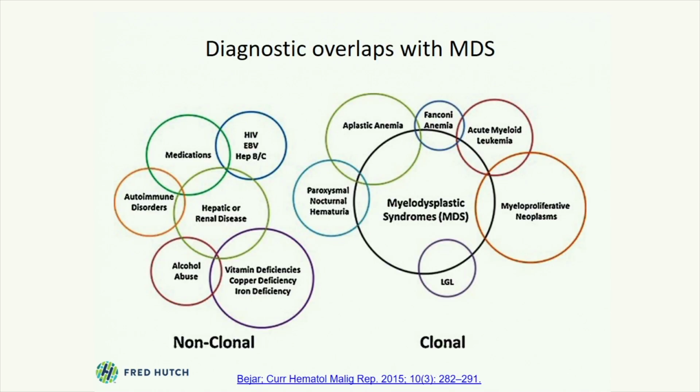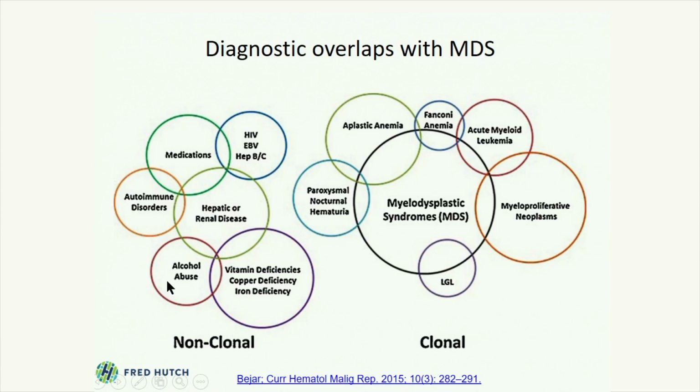There are important diagnostic overlaps that we must keep in mind as well. We've gone through some of the clonal diseases here, but it is important to keep in mind that there are a host of non-clonal abnormalities that are also identified that can overlap with MDS: medications, infections, autoimmune disorders, systemic diseases, alcohol abuse, and deficiencies in vitamins or some of these essential metals. So when you're making a diagnosis of these pre-MDS states as well as MDS, it is important to keep these in mind and to make sure you rule these out as well.